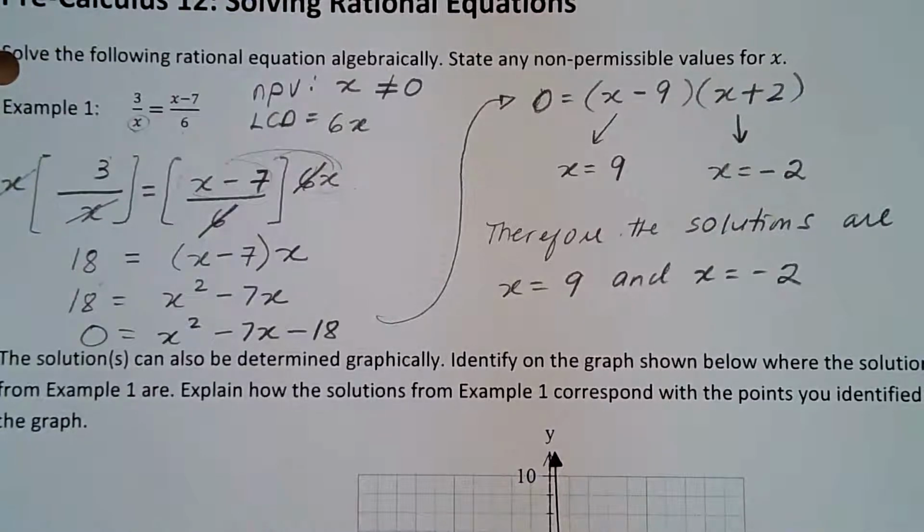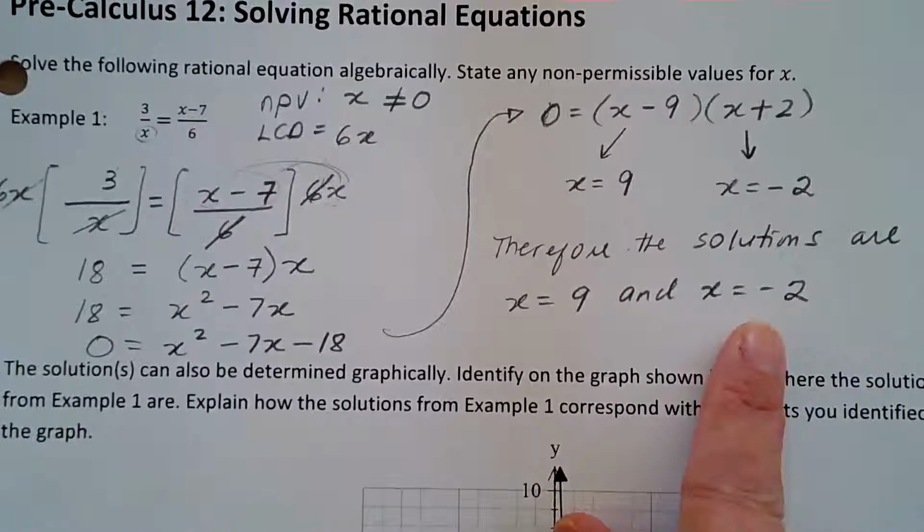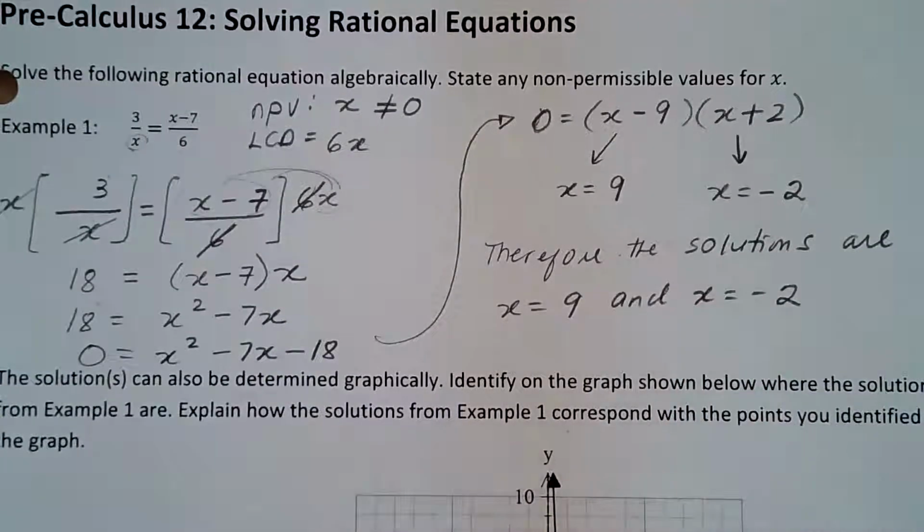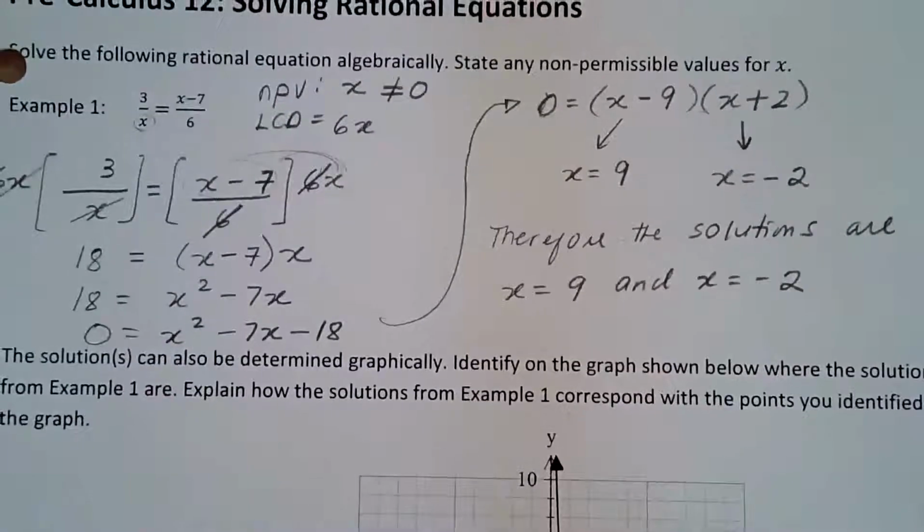Okay, is that good? Some of these answers might be a non-permissible value, so that means a no-no. You don't want that one. It's not automatically not a solution. So looking at that, you got two solutions.